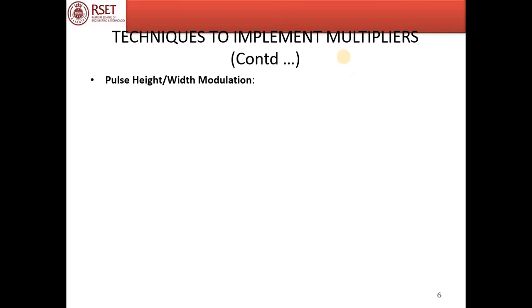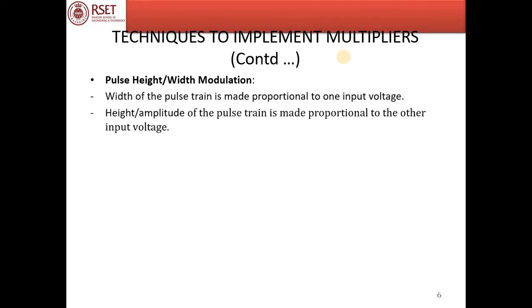Another technique of implementing a multiplier is pulse height/width modulation. In this, we have a train of pulses whose height is proportional to one input voltage and width is proportional to the other input voltage. That is, the height of the pulse train, or its amplitude, is made proportional to one input voltage and the width of the pulse is made proportional to the second input voltage.